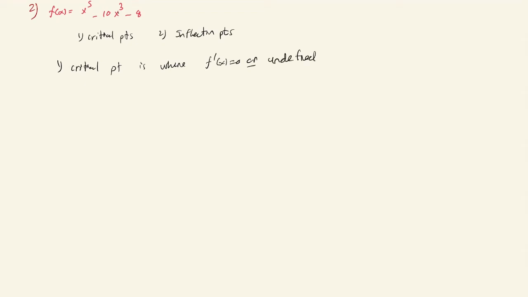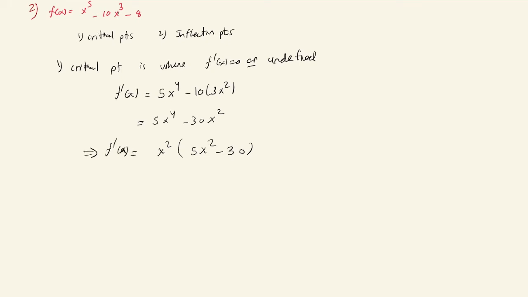So what I'm going to do here is take the derivative of the given function. It's going to be 5x to the 4 minus 10 multiplied by 3x squared. Now I want to factor out the smaller term, so it's going to be x squared, and then we're left with 5x squared minus 30. Now this is the first derivative. So now we have to think about where the first derivative is undefined. This function is actually defined for all values of x. So the only part we have to care about is where the first derivative is equal to 0.